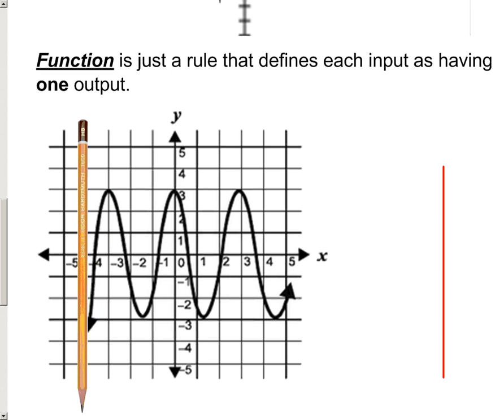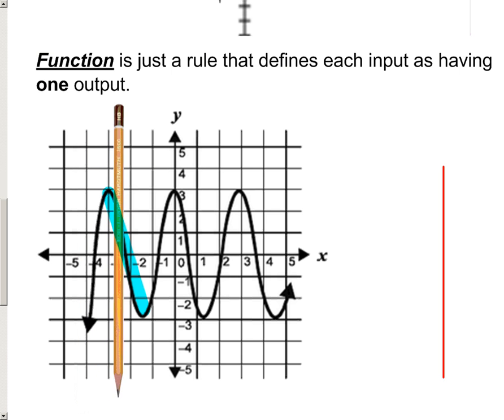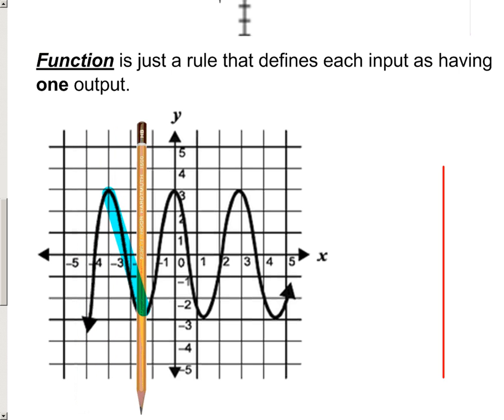Now, from here on down, let's ask ourselves the following. Is it curving down? Yeah, it is. It's not perfectly vertical. So that means from here to here, my pencil's only going to be hitting 1 point at a time.